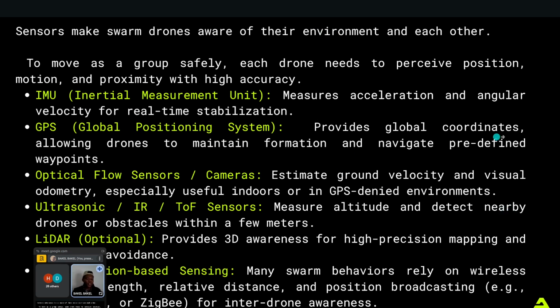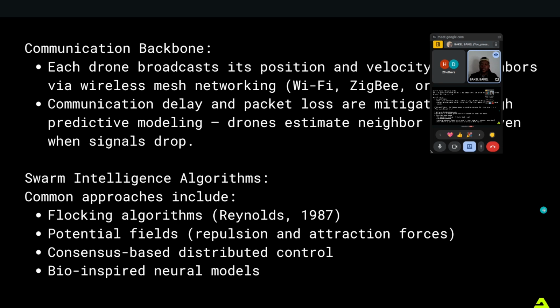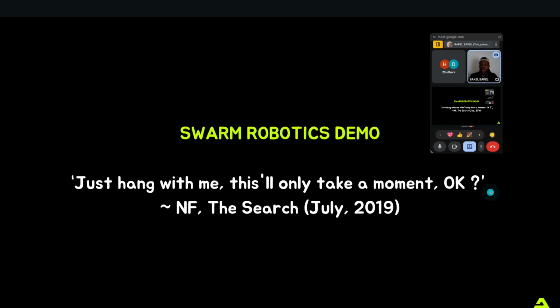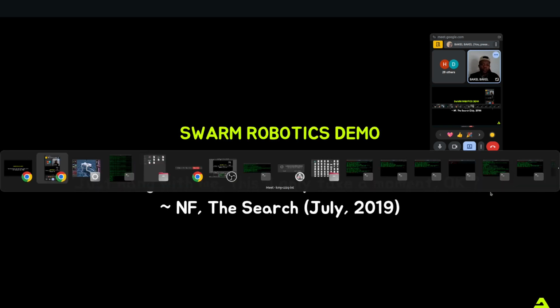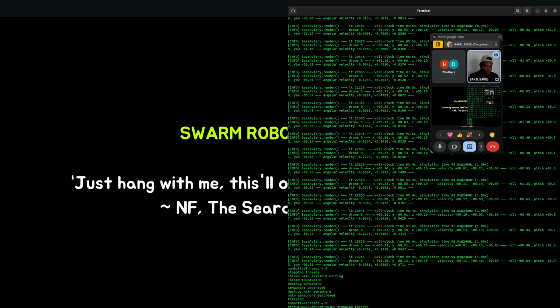So these are sensors, basically sensors we've covered before. We have control systems and things like that, and then communication and intelligence control algorithms. We're not going into that detail. We don't have that much time. My time is almost up. So let's look at maybe one last demo, which is for the control, which is for the swarm robots.